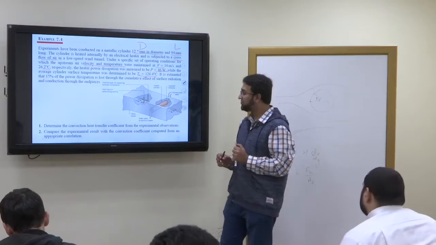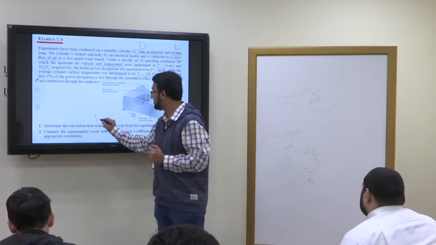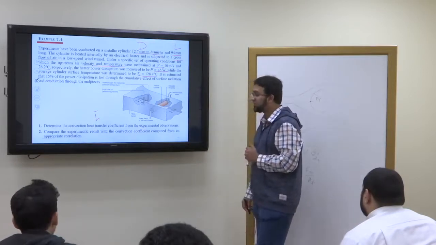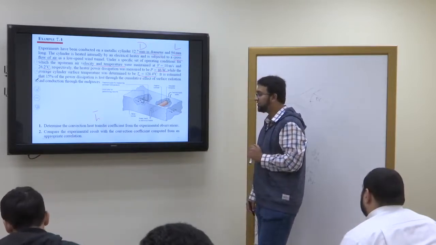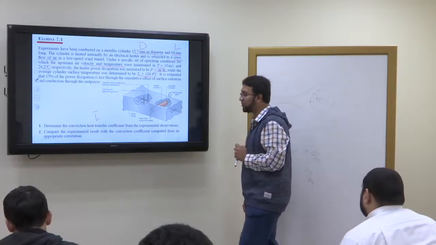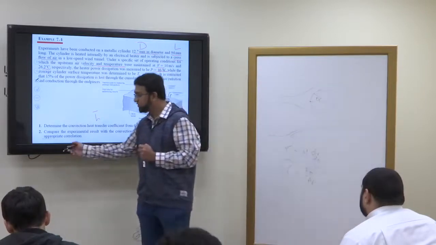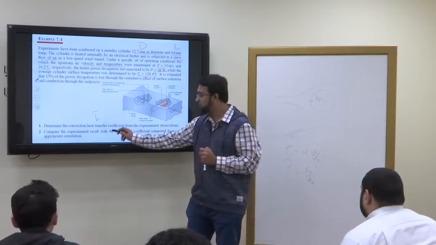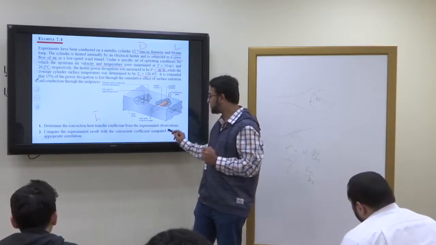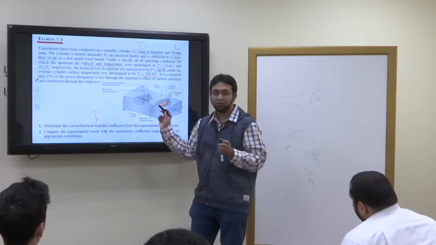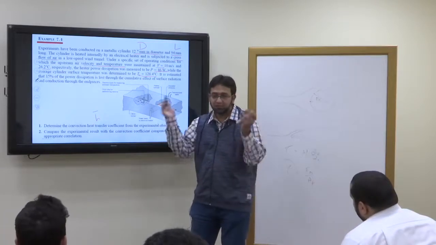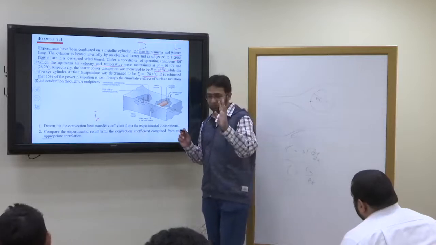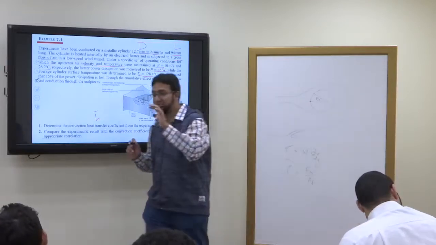Determine the convective heat transfer coefficient from the experimental observations. Compare the experimental result with the convection coefficient computed from an appropriate correlation. Which correlation have they asked to use? Choose any one, appropriate. Okay. So first of all, you need to understand what is asked in the question.